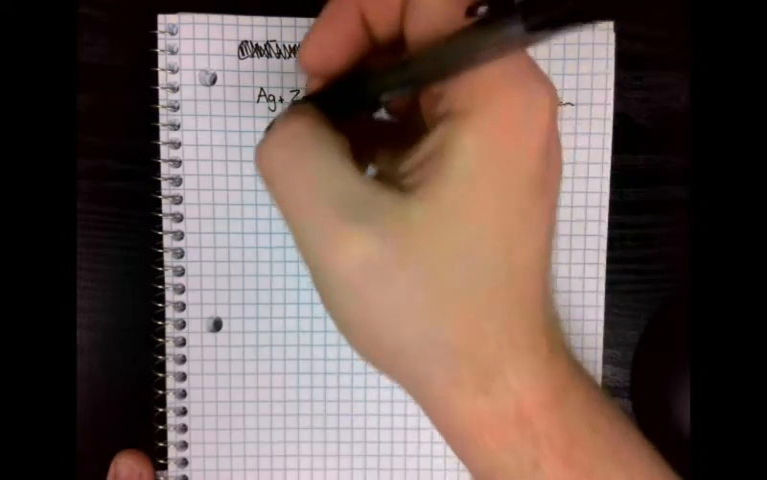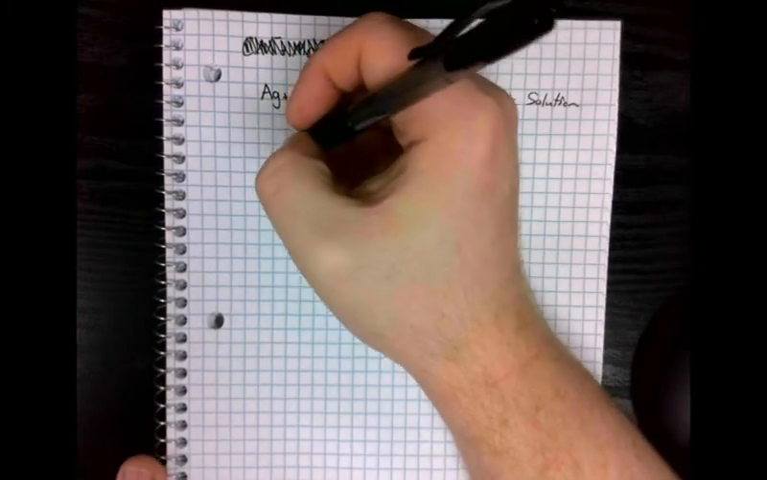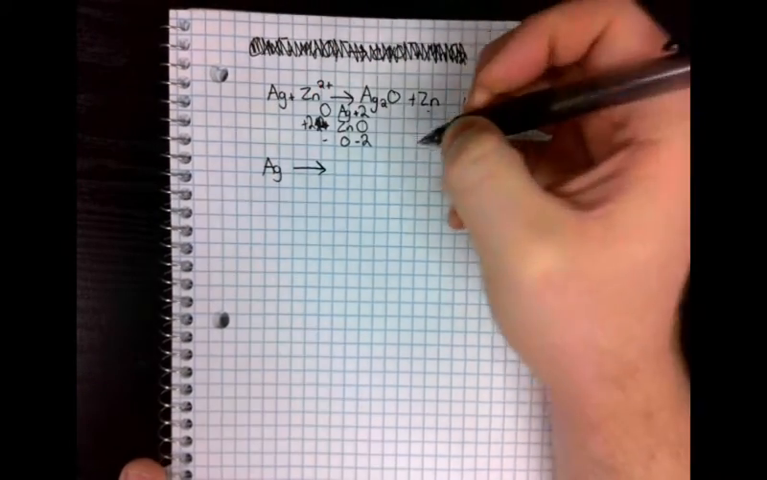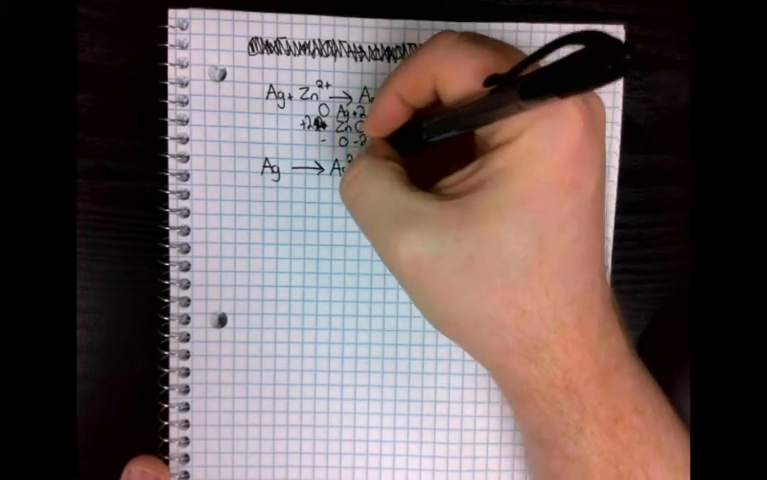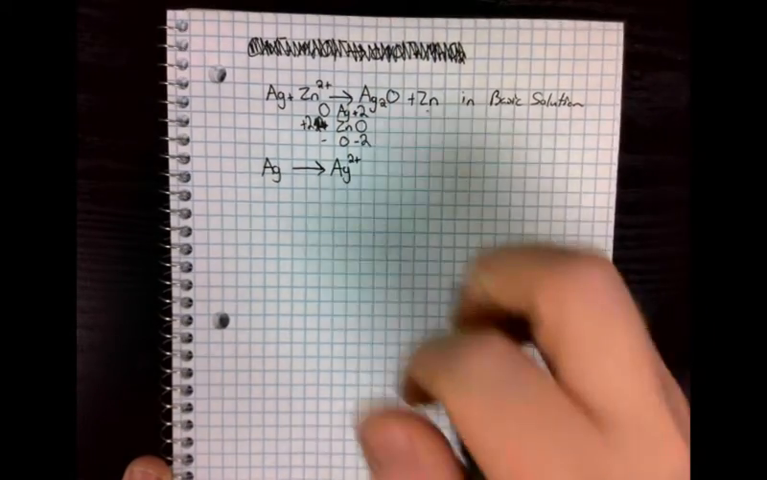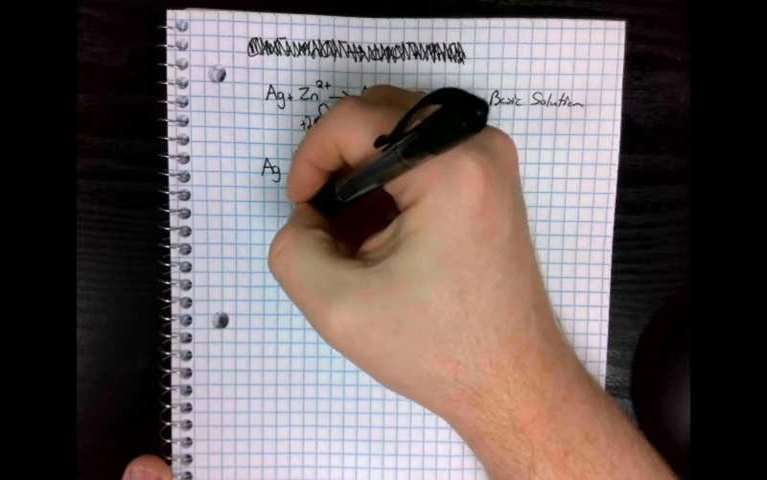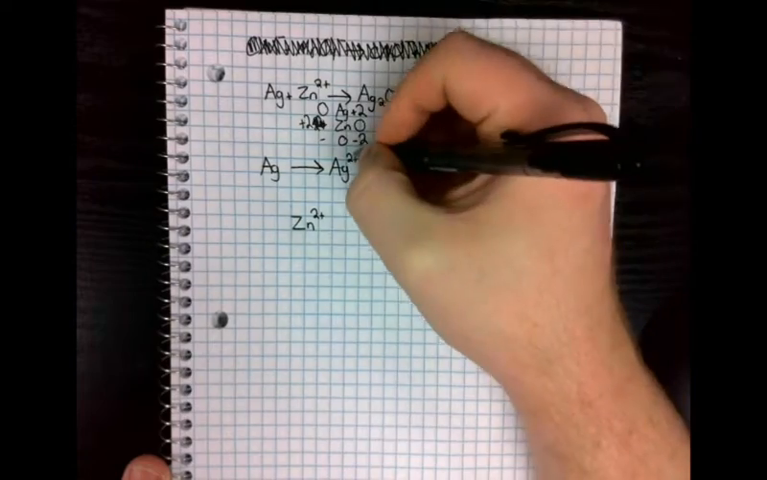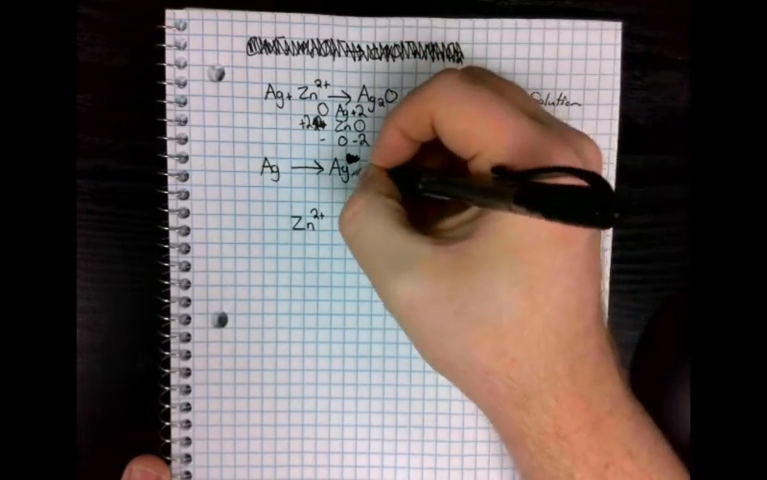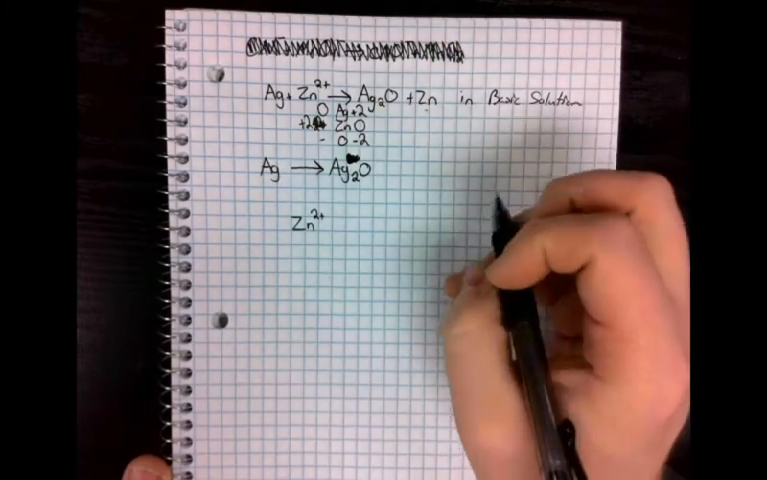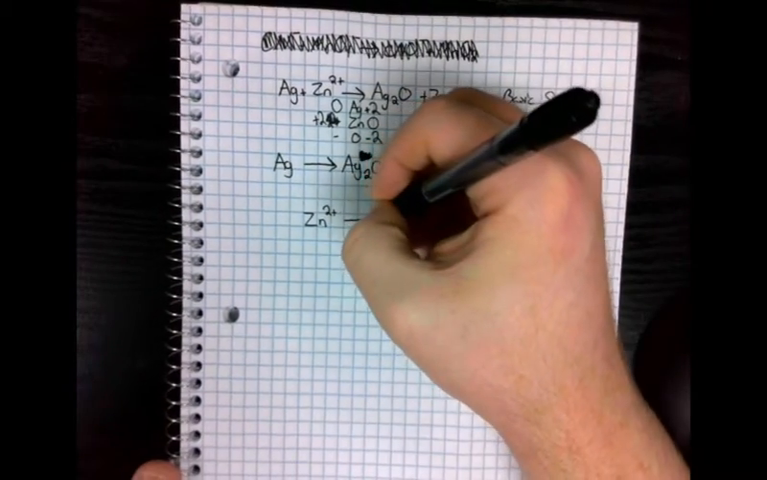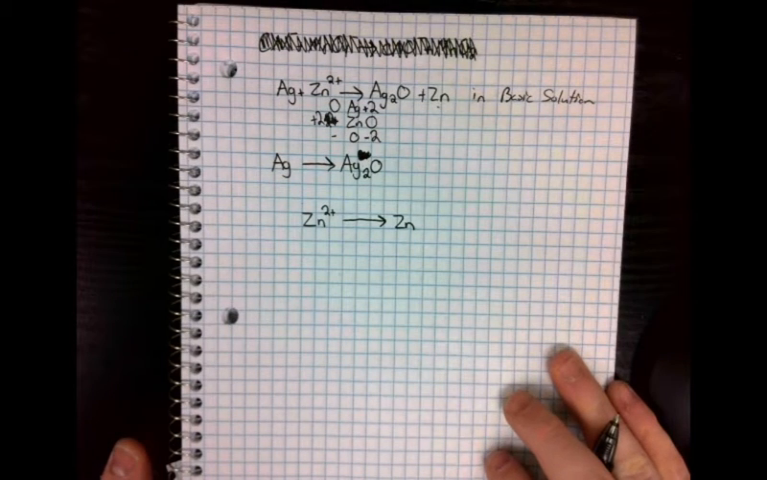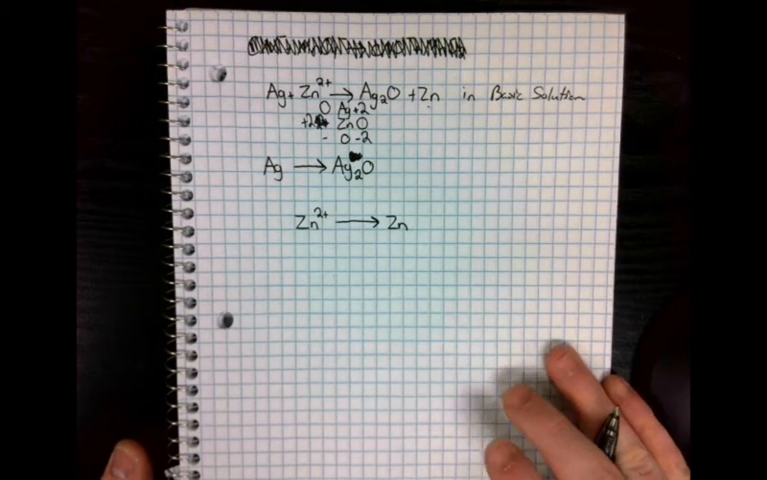Now we're going to go on and come up with our half reactions. So Ag is going to become Ag2+, and I actually am worried about space, so I'm going to scoot this one a little bit more over. So we have, sorry, not Ag2+, becomes Ag2O. And then zinc, Zn2+ becomes Zn. All right, so that was this step.